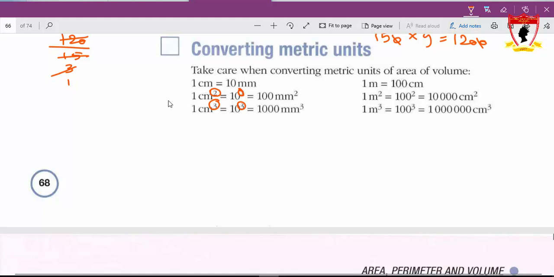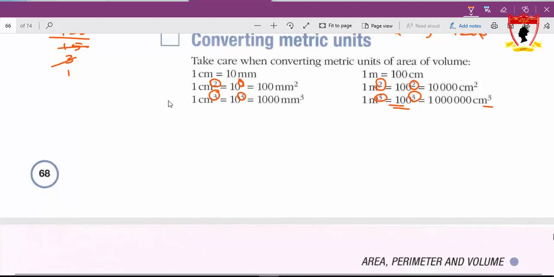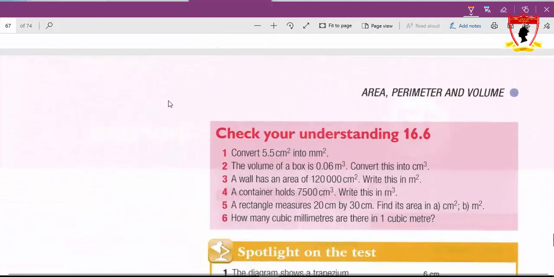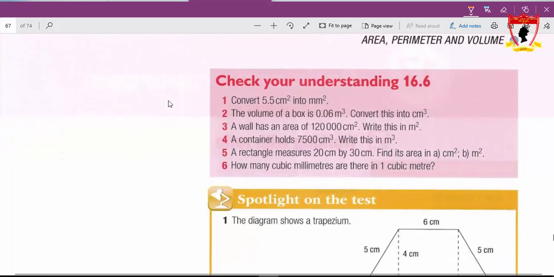The same thing is true for meter. 1 meter is 100 centimeters. So 1 meter square is 100 square, which is 10,000. 1 meter cube is 100 cube, because the relation between meter and centimeter is 100. Then 100 to the power of 3, it means the 0 must be repeated 6 times. That makes a million. Let's apply this to answer these questions.